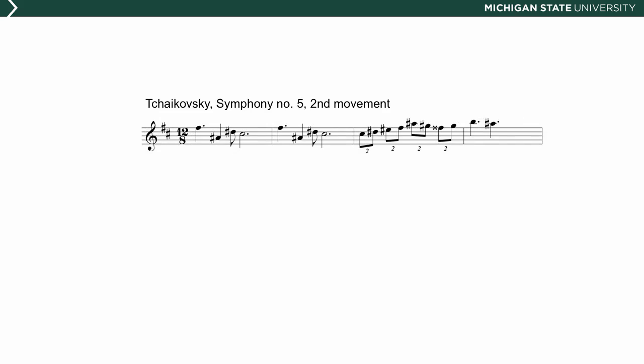More Tchaikovsky, this time in 12/8 time. 12 eighth notes in a measure, 4 groups of 3 eighth notes with the dotted quarter note as the beat. In the first 2 measures, we see the triple grouping of eighth notes.